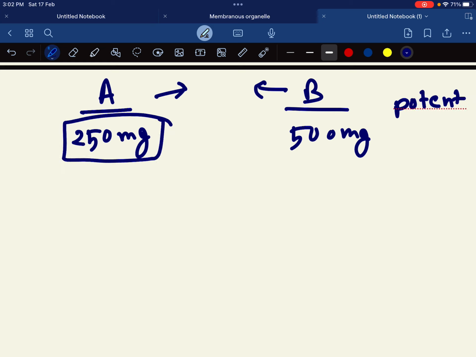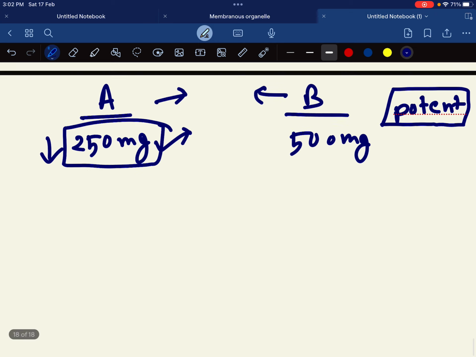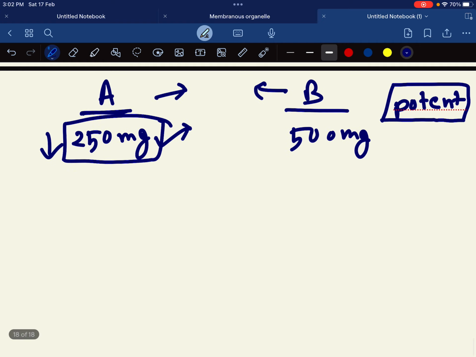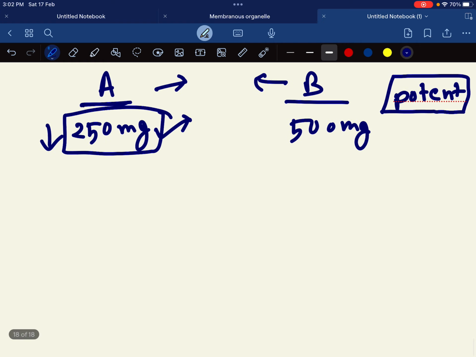Obviously this A will be more potent because it can cause the same desired effect in a lower concentration. So potency is measured according to the concentration at which a drug shows its maximum affinity or an effect of a given magnitude. Now what is the utility of dose response curves in measuring potency?